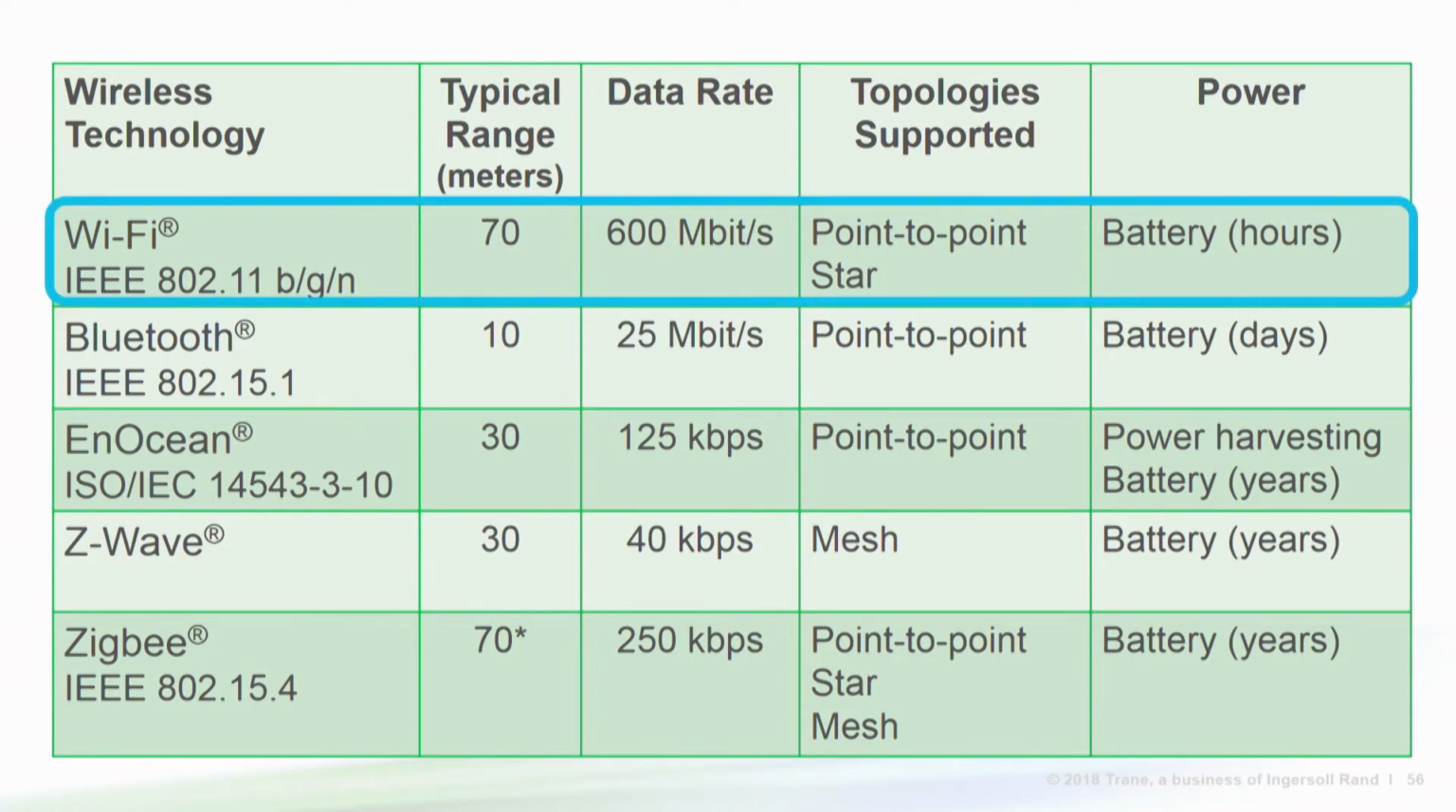Starting with Wi-Fi, its key advantage is its high data rate or bandwidth, up to 600 megabits per second. This makes it an ideal replacement for where Cat5 or Ethernet wire would be typically used. Think BACnet IP communications. Wi-Fi offers good signal range, but it only supports point-to-point or star topologies, and power use is high, so batteries may last for only several hours.